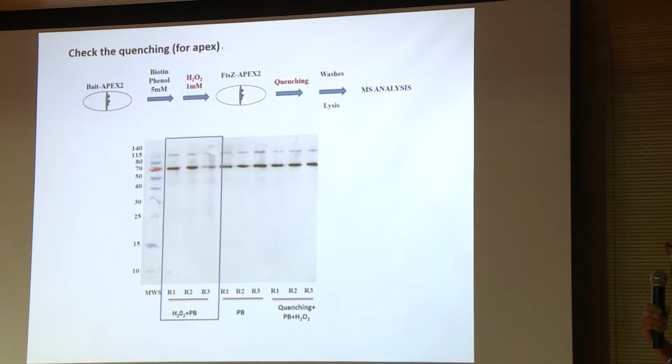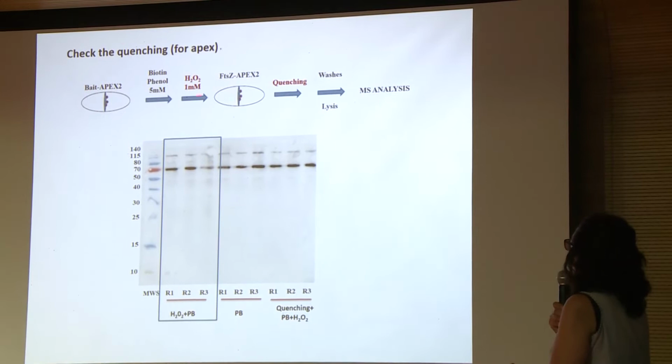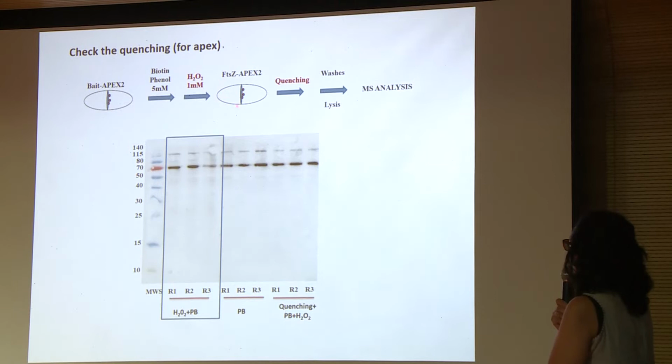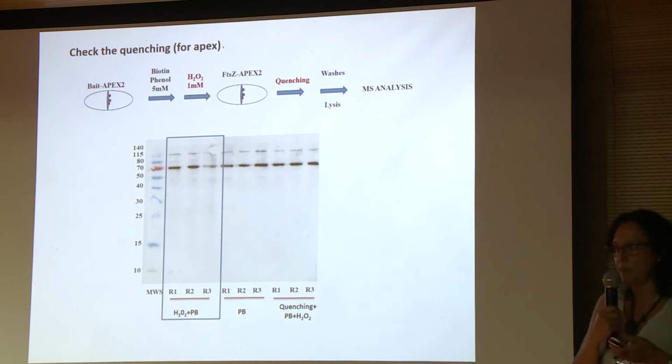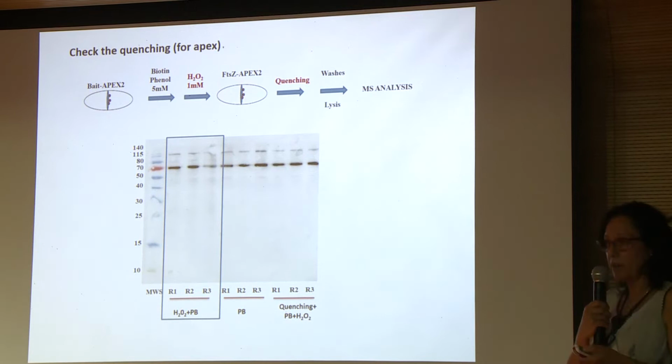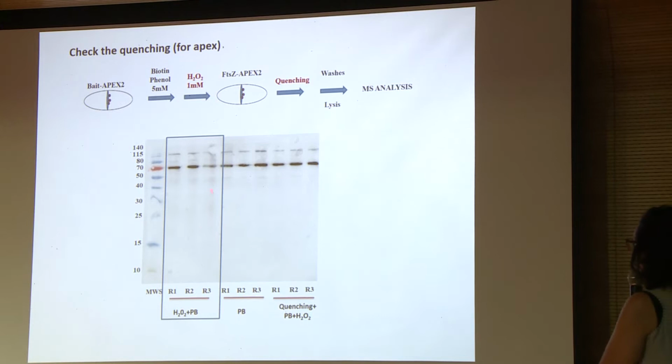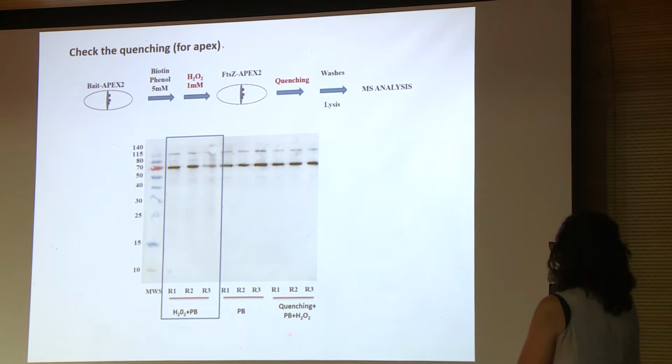And of course, in the case of APEX that you put hydrogen peroxide, you also need to quench this because you don't want that when you lyse the cell, the peroxide and the APEX enzyme will continue biotinylating things. So you can quench this, and you have to check that this quenching is really effective. So this is basically the same. This is the real experiment with both reagents. And here, it's the one who only has one of the substrates, phenol biotin. And here is the same experiment, but the quenching was performed before adding the substrate. So we are sure that this quenching is efficient and does not lead to more biotinylation.